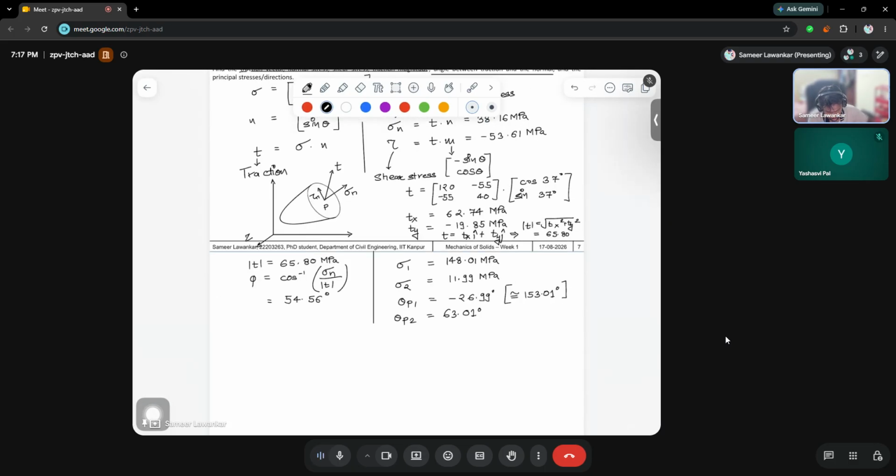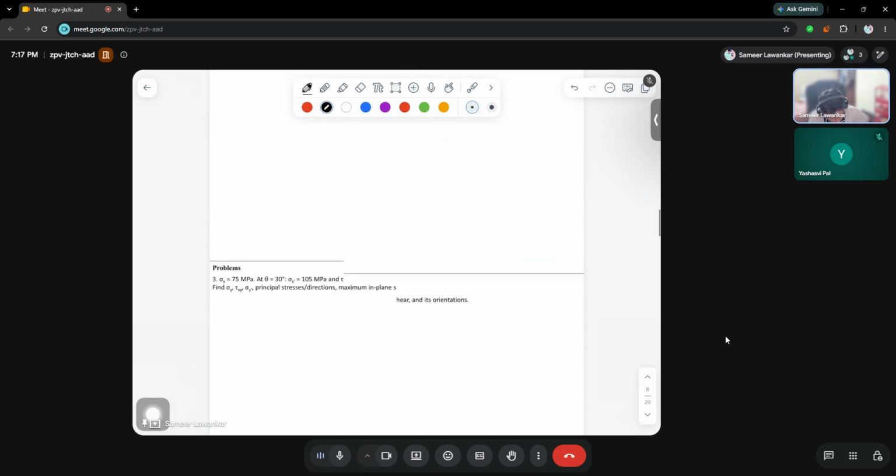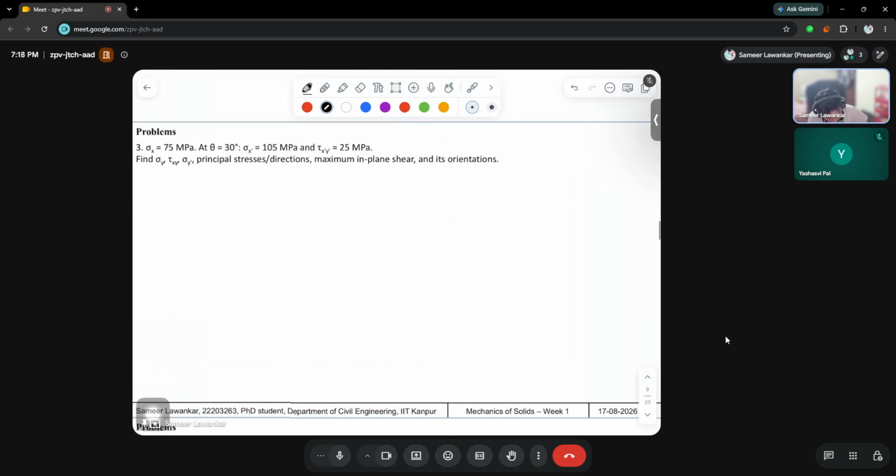So that was the second question. Let's move to the third question. Please solve this question till this point. Calculate sigma x dash, tau xy dash, sigma y dash, and then we can understand the maximum in-plane shear and its orientation. This is a new thing which has come in this question number 3. Please solve this till this point and then we can move forward.